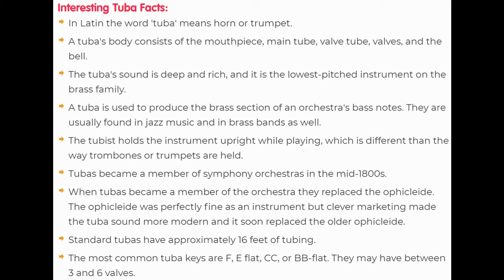Tubas became a member of the symphony orchestra in the mid-1800s. When tubas became a member of the orchestra, they replaced the ophicleide. The ophicleide was perfectly fine as an instrument, but clever marketing made the tuba sound more modern, and it soon replaced the older ophicleide. Standard tubas have approximately 16 feet of tubing. The most common tuba keys are F, E-flat, double C or double B-flat. They may have between 3 and 6 valves.